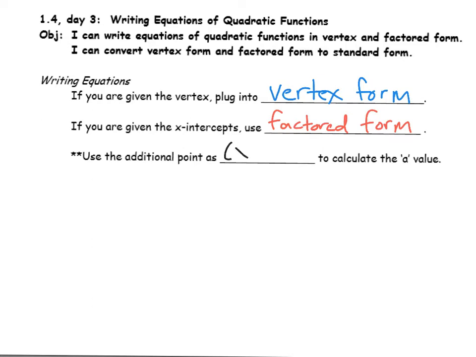You'll find that basically we need one of these two scenarios. We need the vertex, and we need one additional point to use as our x and y values. Or we need the x-intercepts and one additional point. Those are the two scenarios that we'll focus on. It begs the question, is it possible to find the equation of a quadratic without knowing the x-intercepts or the vertex? It is. It's a lot harder, but it's possible, and we're not going to do it today. We're looking at one of these two scenarios.